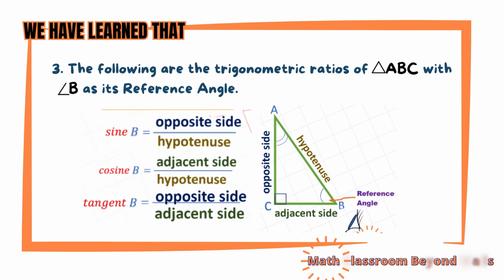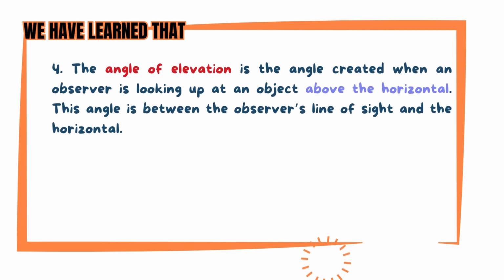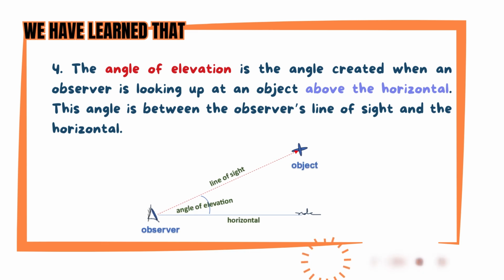Sine B equals opposite side over the hypotenuse. Cosine B equals adjacent side over the hypotenuse. Tangent B equals opposite side over the adjacent side. A figure is given. Fourth, the angle of elevation is the angle created when an observer is looking up at an object above the horizontal. This angle is between the observer's line of sight and the horizontal.